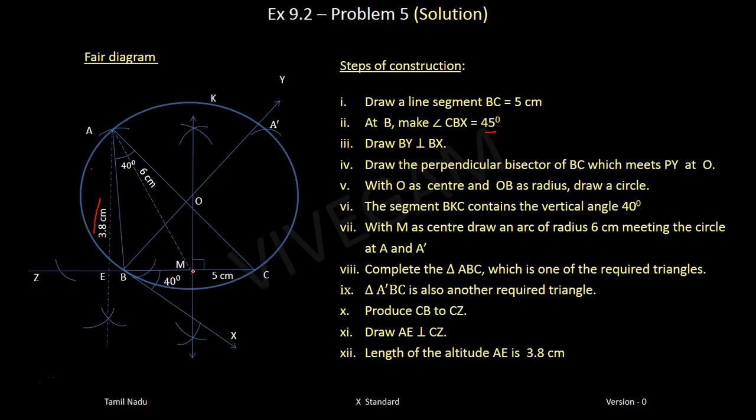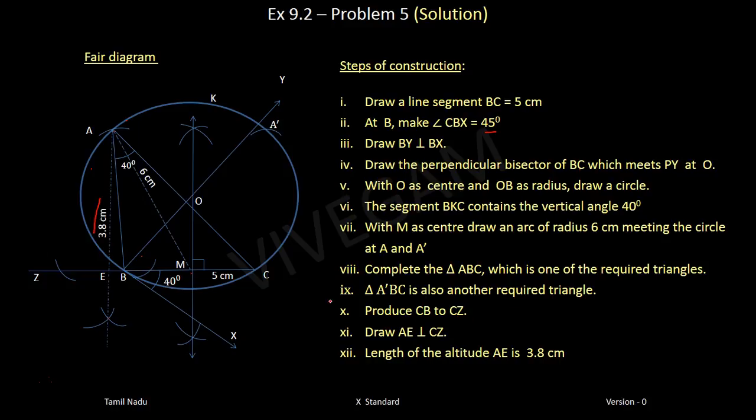Then with M as a center, draw an arc of radius 6 centimeters meeting the circle at A and A dash. With M as a center, we draw two arcs cutting the circle at A and A dash, and the radius of the arc is 6 centimeters. Then we join A to B and A to C, and ABC is a required triangle. Alternatively, A dash BC is also a required triangle. Both are the same, both are required triangles. So let's stick to ABC. Complete the triangle ABC, which is one of the required triangles.